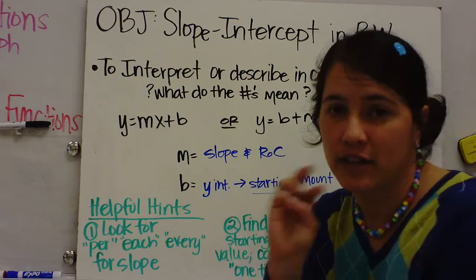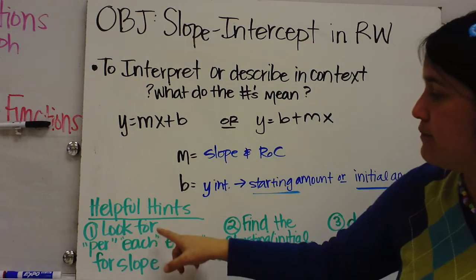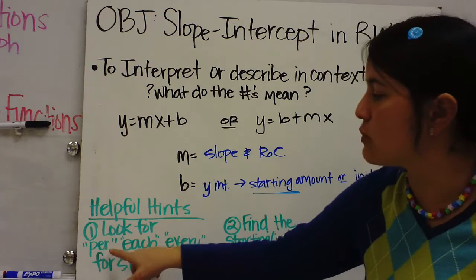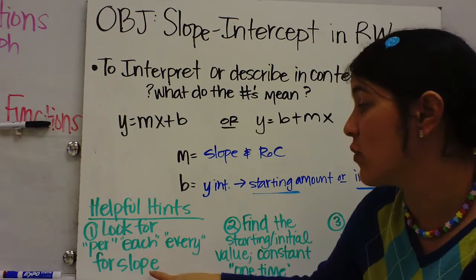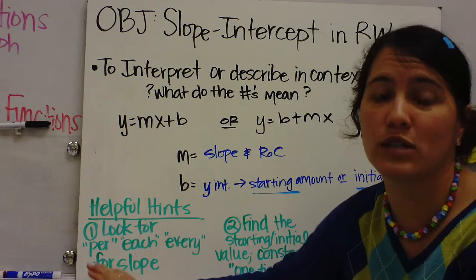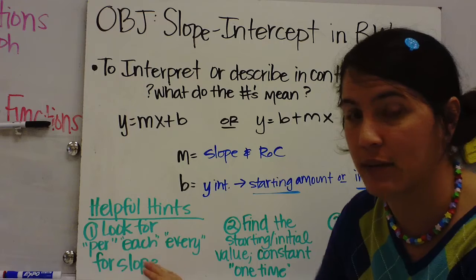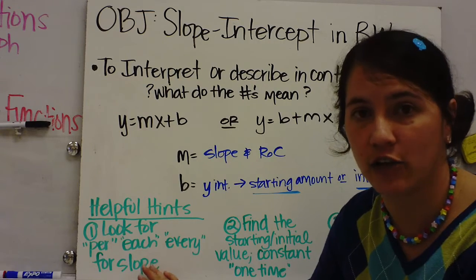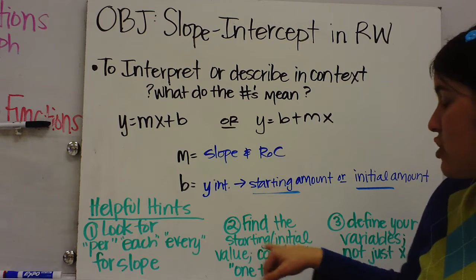So here are some helpful hints. I'm giving you 3 helpful hints that I'm going to use to go through these problems. Number 1, you're going to look for these words: per, each, and every. And that is usually going to be for the slope. Whenever you see words like per day, per week, every month, every year, each time, that's going to be the slope value.